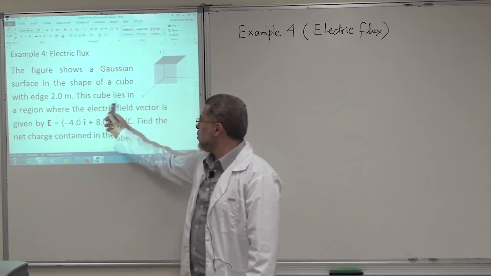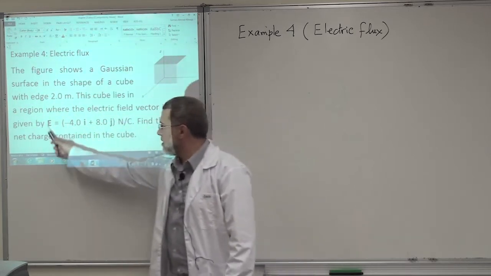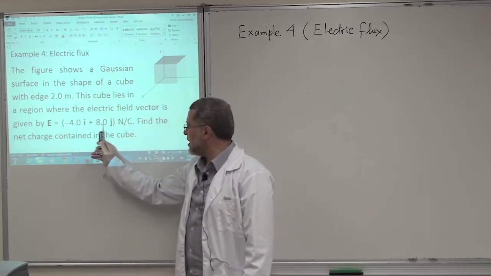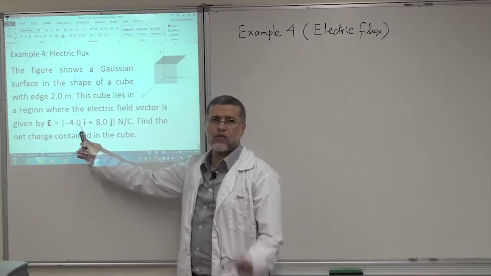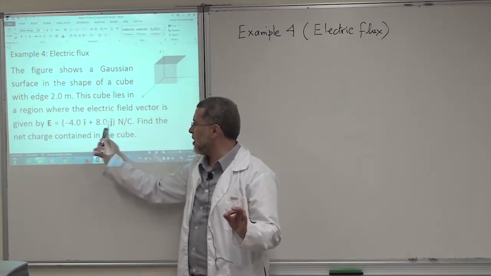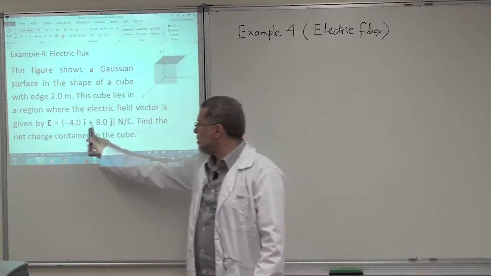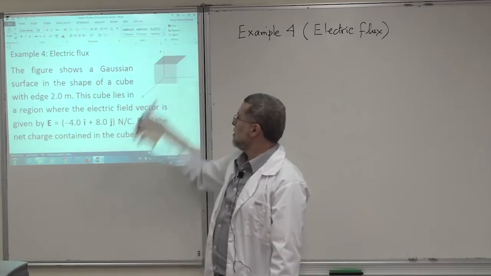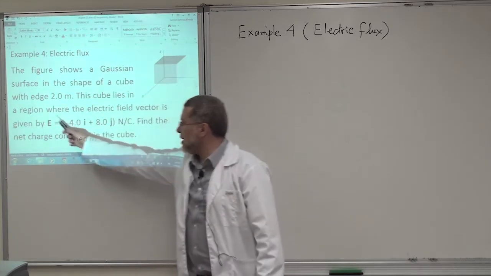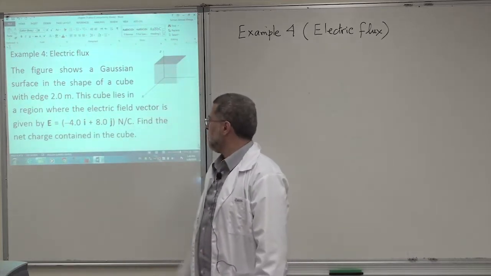This cube lies in a region where there is an electric field vector given by E equal minus 4 i plus 8 j. You notice that your electric field is uniform. There are no changes with x and y. It has 2 components, one along the x-axis, which is negative, and the other along the positive y-axis. So the electric field vector E is crossing this surface here, okay?